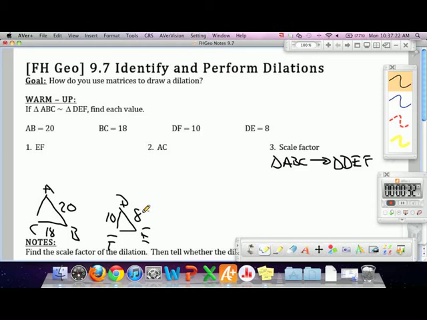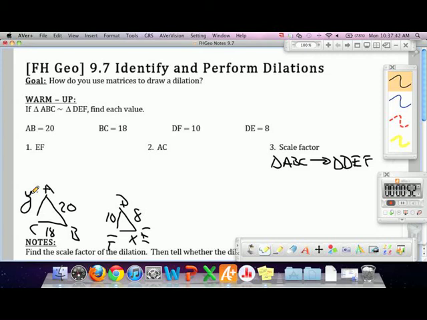From this information, this scale, and this similarity statement, we need to know what side length EF is and what AC is. So I call them X and Y. You don't have to do that, but I did.